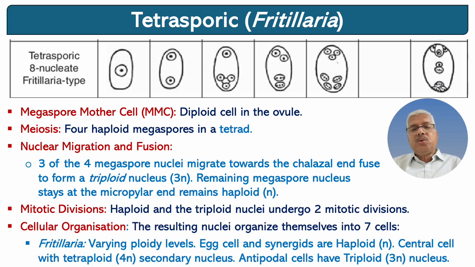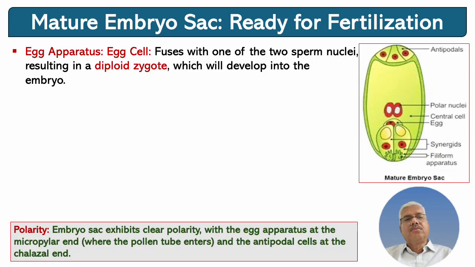The resulting nuclei organize themselves into cells. The mature Fritillaria type of embryo sac has 7 cells, but the nuclei have varying ploidy levels. The egg cell and synergids are haploid. The central cell contains a tetraploid secondary nucleus, and the antipodals have triploid nuclei.